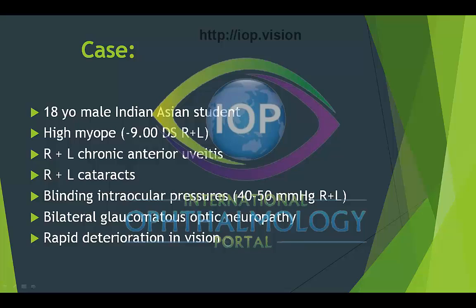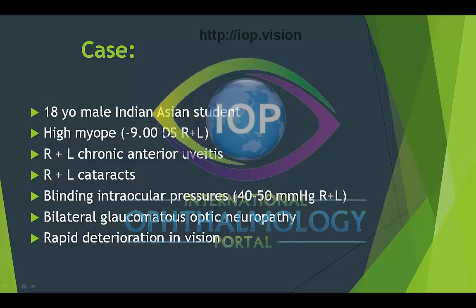So I'd like to present the case of an 18-year-old Indian Asian male student. He was a high myope, -9 in each eye, and had had right and left chronic anterior uveitis for about 6 years, managed in various other parts of the world.